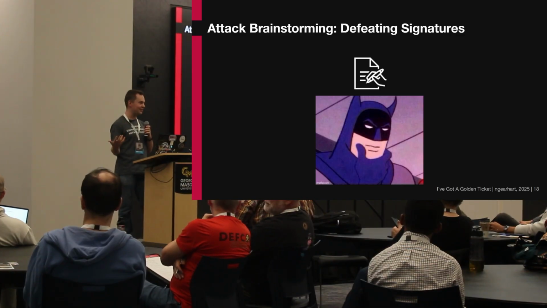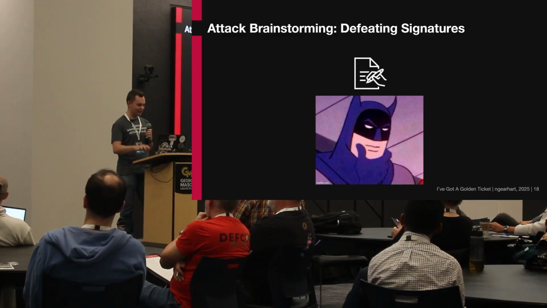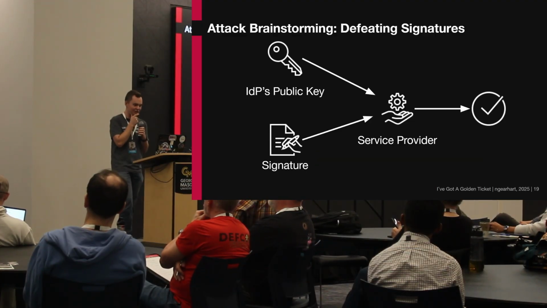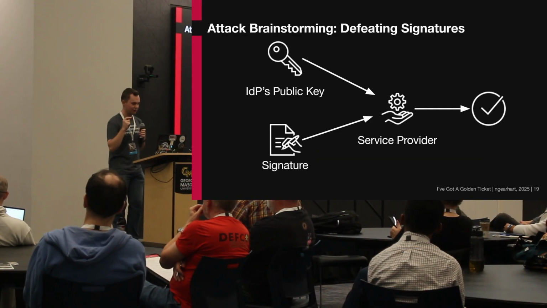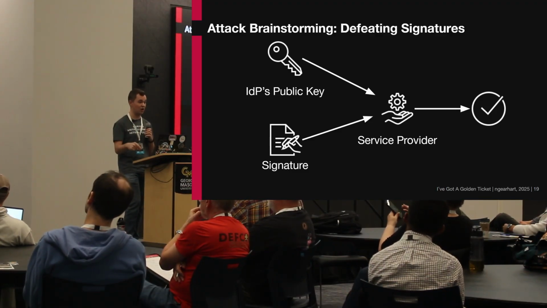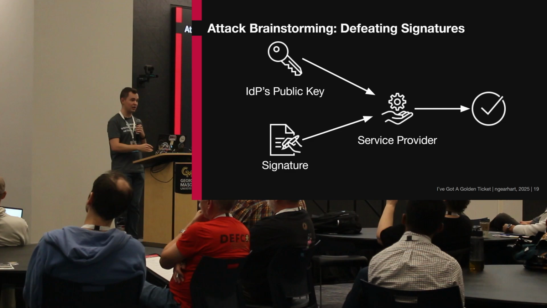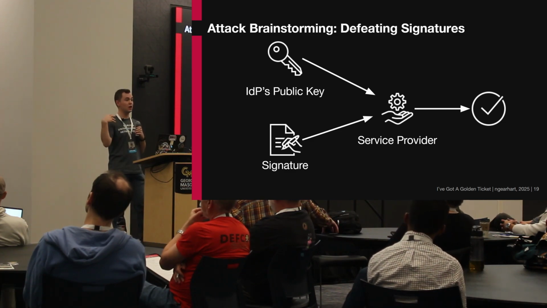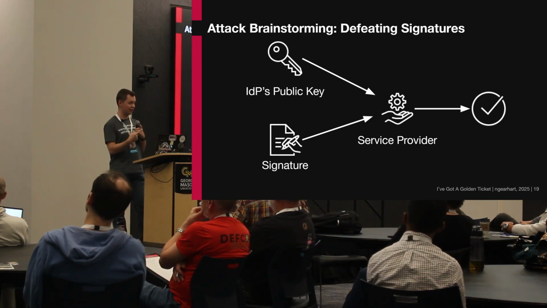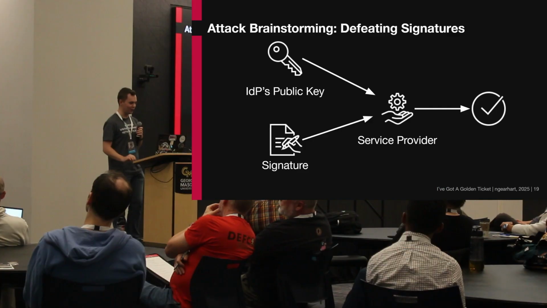I'm not going to be able to defeat the RSA cryptography scheme, right? So let's think again. How does the signature verification work? It's the service provider's job to check that the signature is good. The service provider has knowledge of the identity provider's public key. It will analyze the signature, make sure that both the payload matches and that the signature was issued by that public key, right? So pretty indefeatable.